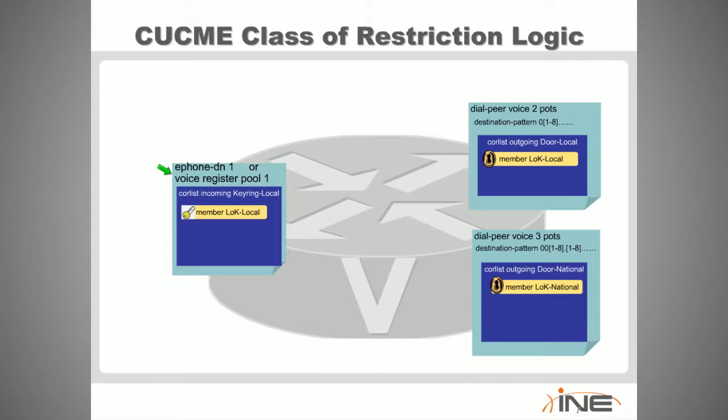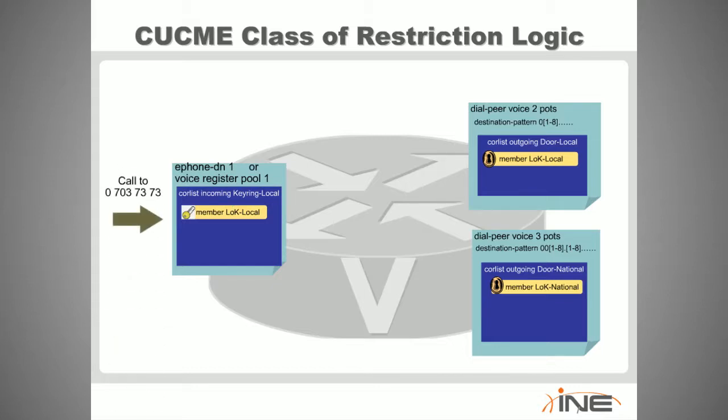And the answer is no, it doesn't mean that, and we'll actually take a look specifically at that in a bit when we get to our demos. So either on the ePhone DN or the voice register pool, we place the key ring, and this key ring is called local, and we name it appropriately or intuitively so that it would seem to indicate, and in this case it does, that we've got the key of local, the lock or key local. In this case, it's a key.